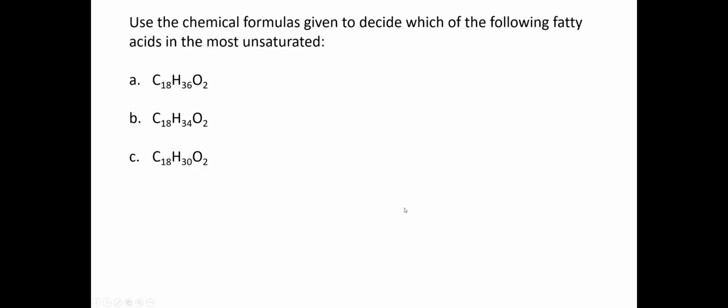Okay, use the chemical formula given to decide which of the following fatty acids is the most unsaturated.